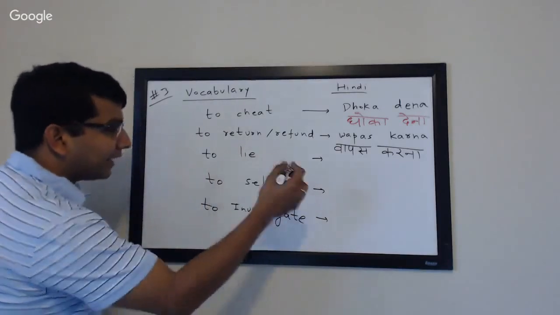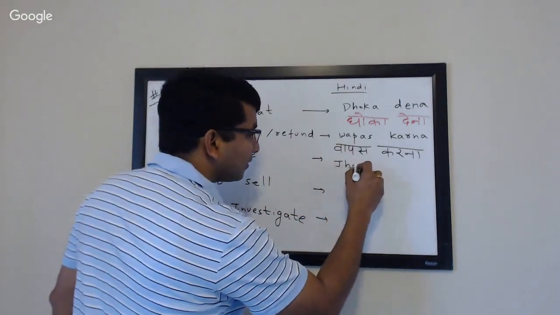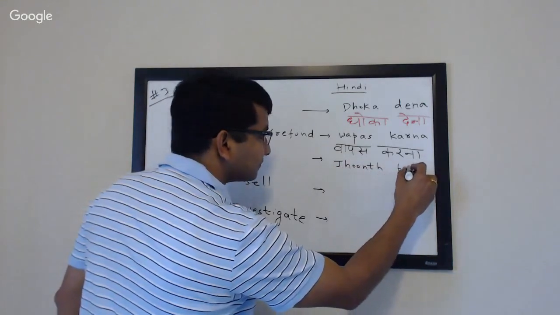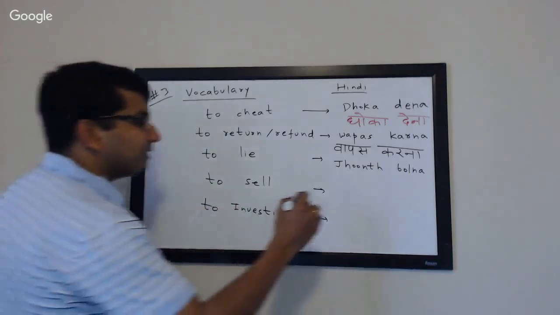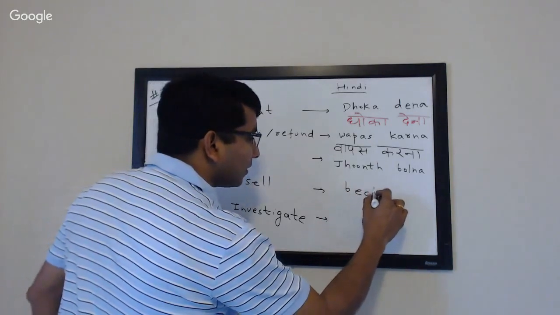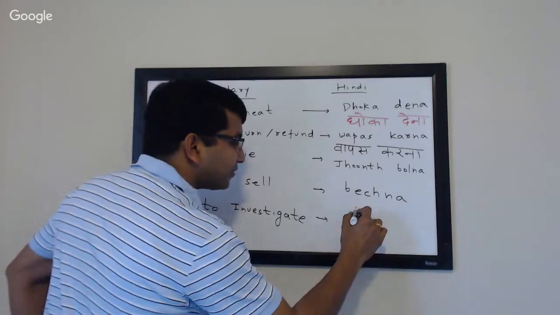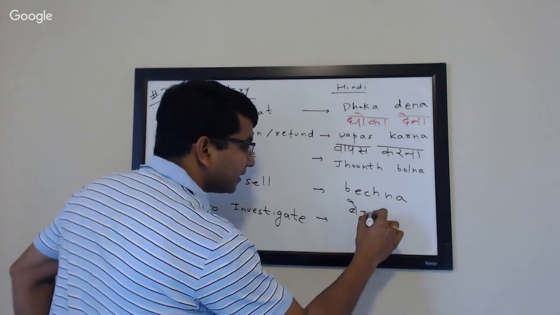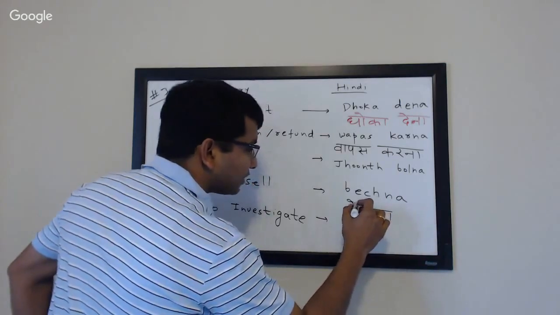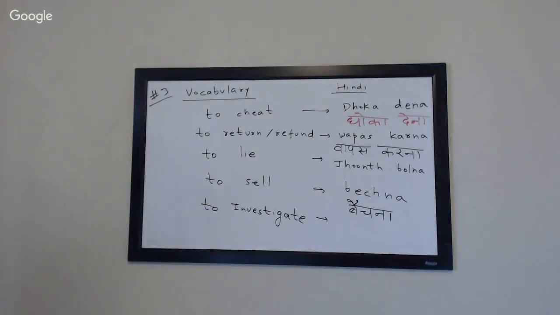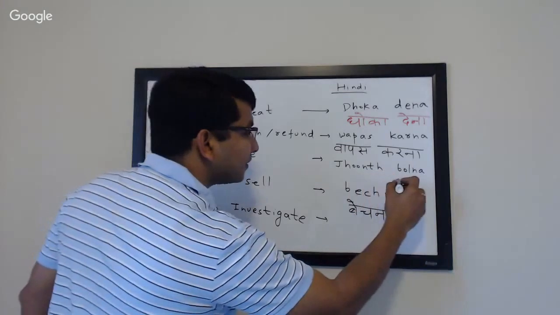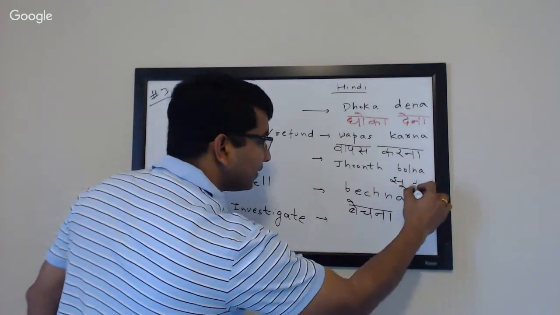Again, to lie. To lie is jhoot bolna. Jhoot bolna. Okay. To sell is bechna, and you will say that it's like ba with a, ch, and then na. I have to check whether it's one or two, but I think it's two. Actually, it's one. Only one. Bechna, and then this one is jhoot. J with u, and then jhoot.